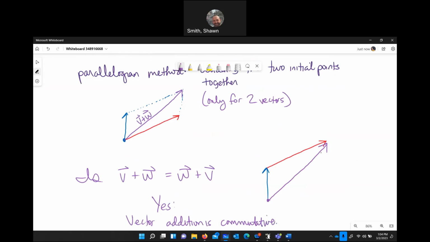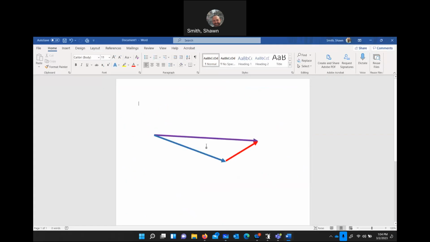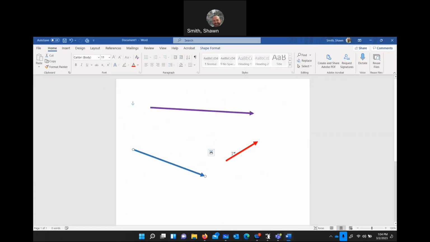So it doesn't matter which order you add vectors in. You get the same picture. I have a little bit better display of vectors using right here. So you can move vectors around anywhere in the plane. Does not matter. Their direction stays the same, their length stays the same, right?